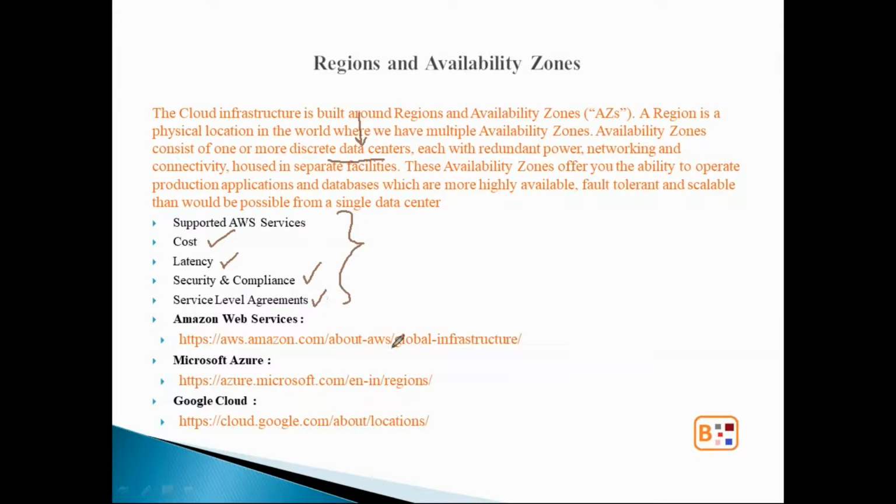So I mentioned three URLs in my slide. First, for Amazon Web Services, because it is a leading organization, a leading cloud provider all over the globe. The second one is Microsoft Azure, and the third one is known as Google Cloud.